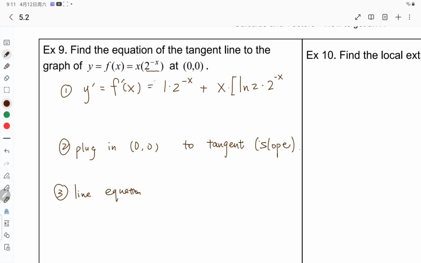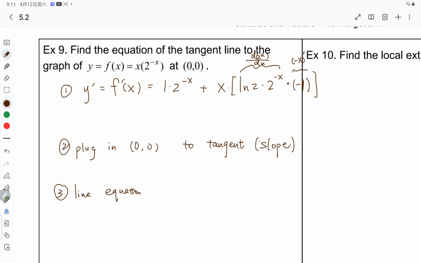This is not done yet. We just copy it, because this part is d 2 to the u du. Okay, this part is d to the u du, and we copy 2 to the negative x here, and then don't forget the negative x is a chain rule, right? So this is your understanding of chain rule. You should multiply by negative 1. If your understanding of chain rule is not solid, then it's super easy to make a mistake, right?